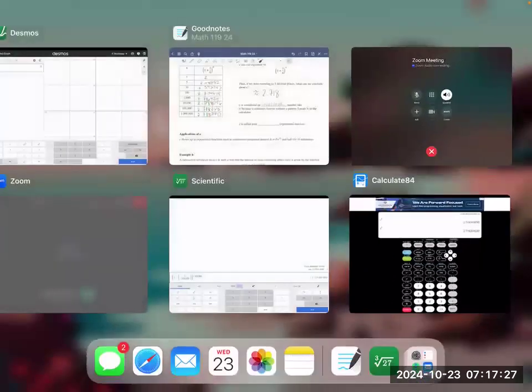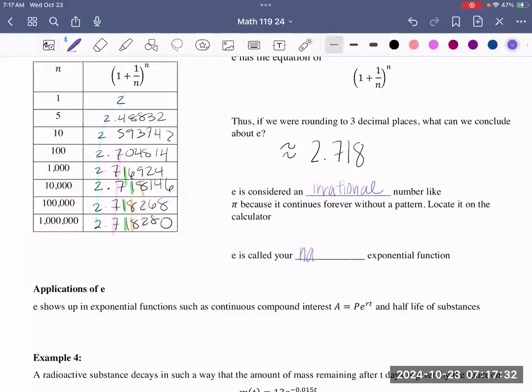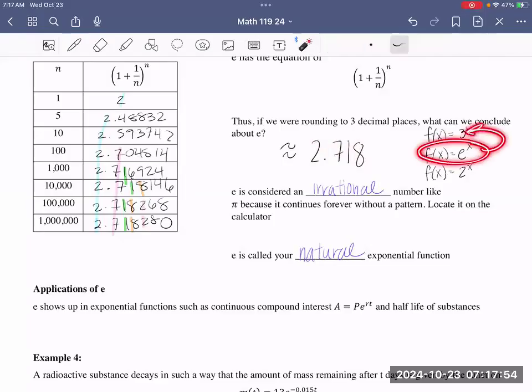Now, E has a specific name. This is called your natural exponential function. Now, if we were to graph it, notice that 2.718 is roughly about 3. So if we were to graph 3 to the x, e to the x, and 2 to the x, we would notice that e to the x is more closely related to this 3 to the x value because it's kind of bordering 3.